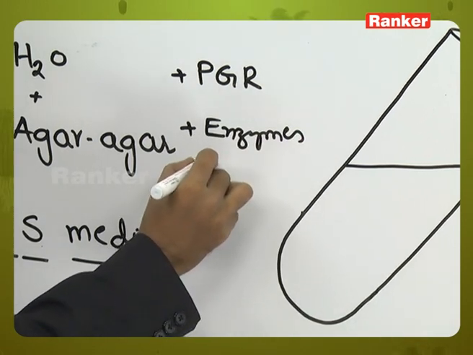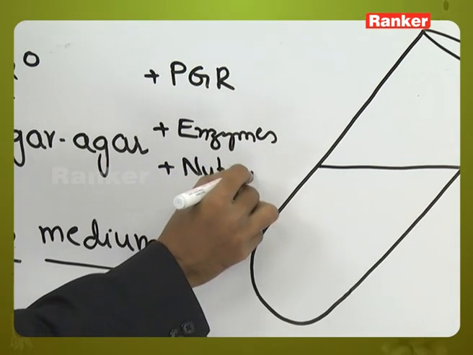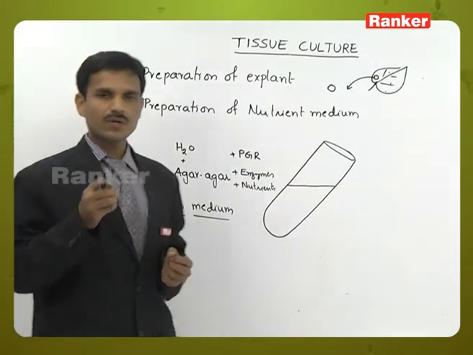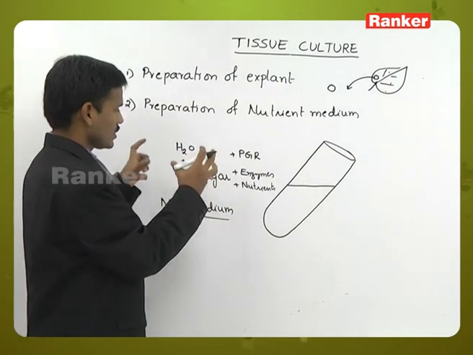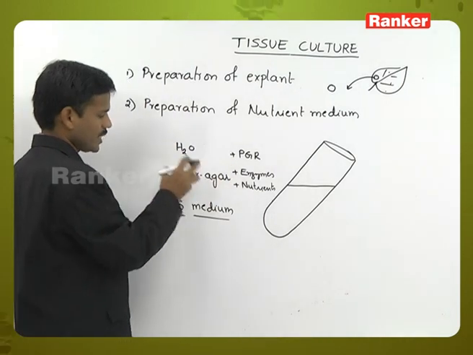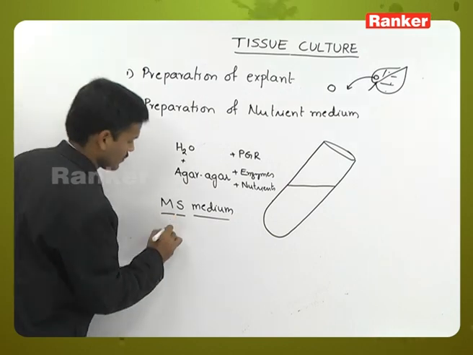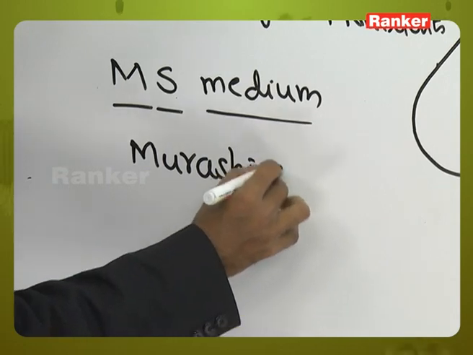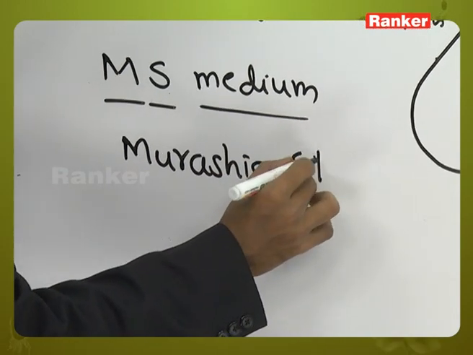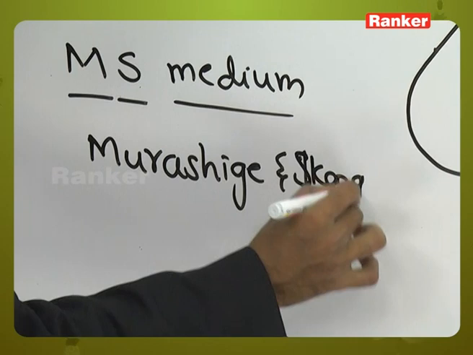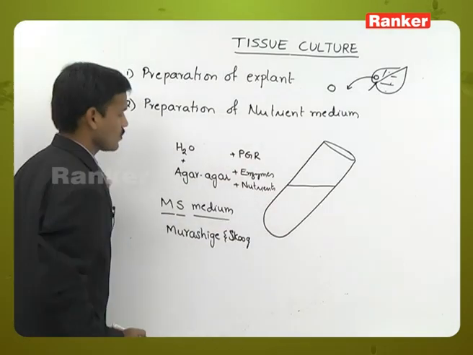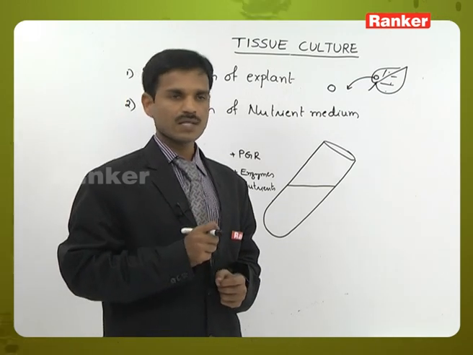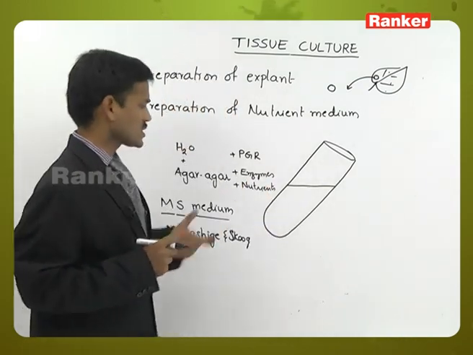and some nutrients, micronutrients or minerals. So, all these are mixed, and that develops into the medium that is prepared. The medium is generally the MS medium, Murashige Skoog medium. Murashige Skoog medium is generally used to culture the tissue or cell or one organ in the tissue culture technique.